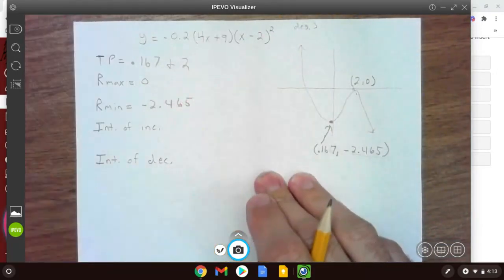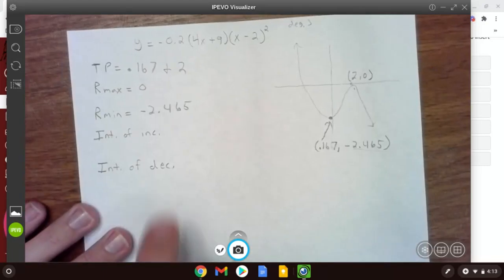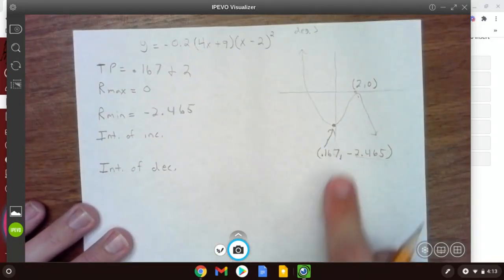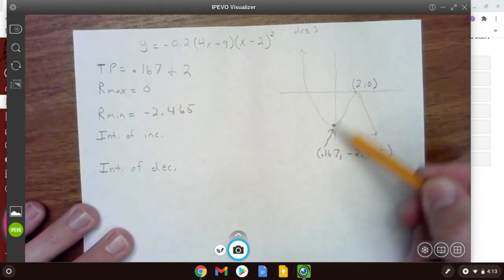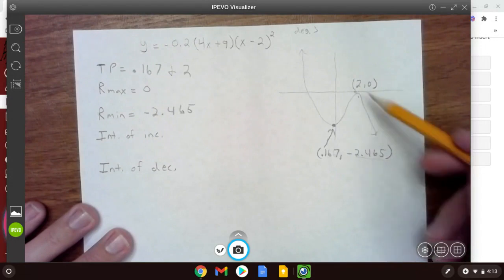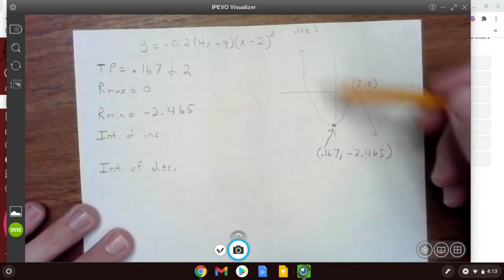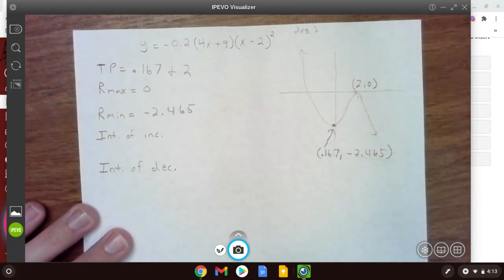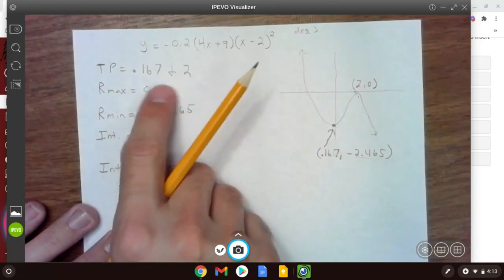Now this is the next part, the interval of increase and decrease. This is the part most people have trouble with. So go ahead and try to figure out the interval of increase, which is this little section right there, and the two intervals of decrease, there and there. Pause the video, give that a shot. It's going to have something to do with these turning points.